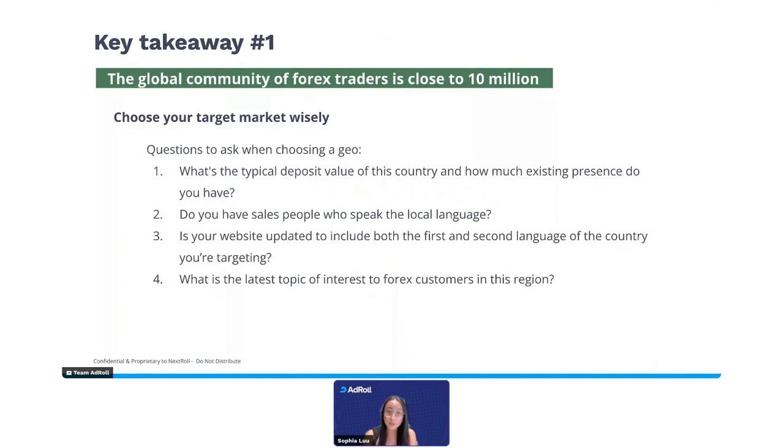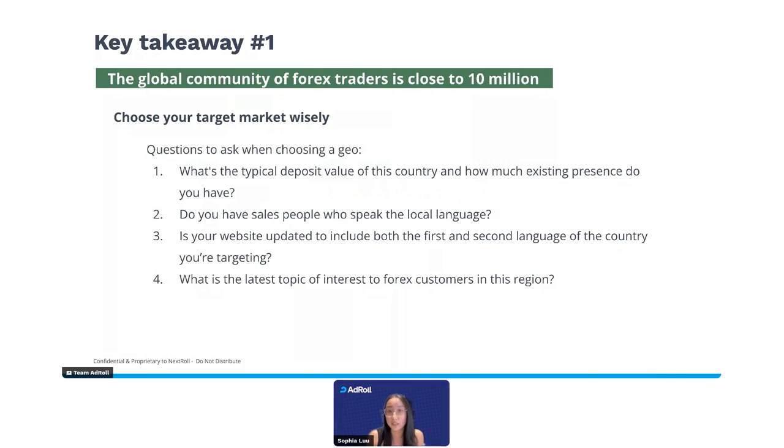Number one, there are a lot of traders globally. It's important to be strategic about who you want to focus your efforts on and which markets will give you the best return to reach your goals. Dig into your available first-party data and speak to experts to identify the best geo to tap into and how to do that effectively.